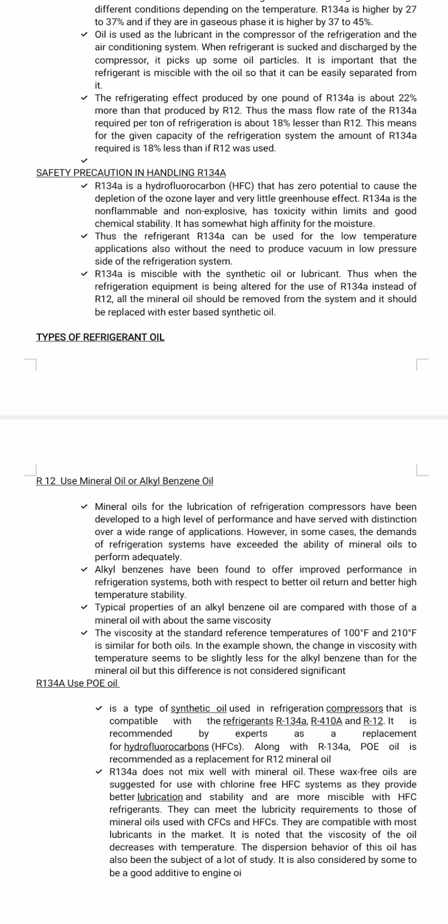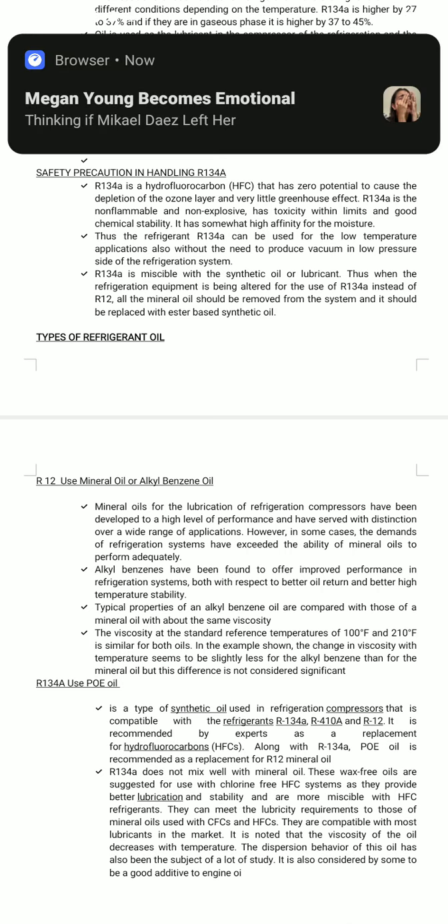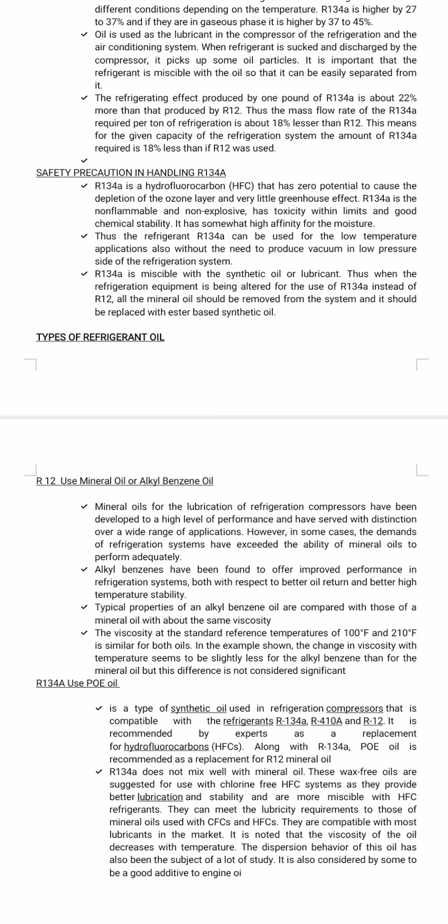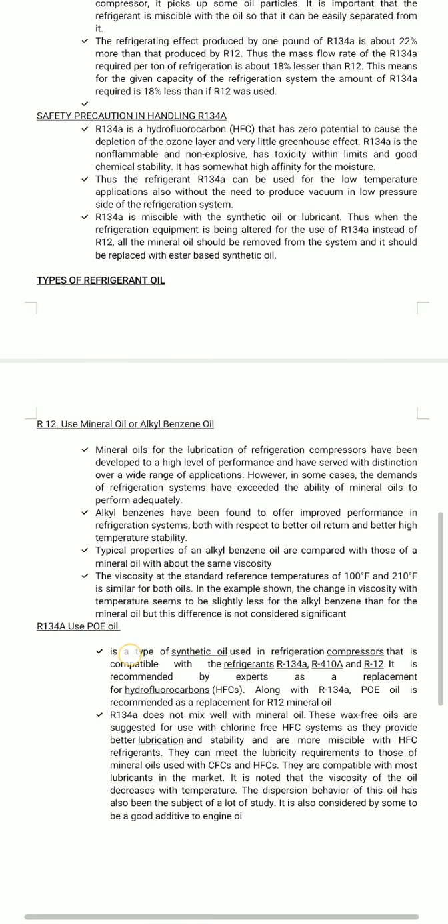The refrigerating effect produced by 1 pound of R134A is about 22% more than that produced by R12. Thus, the mass flow rate of the R134A required per ton of refrigeration is about 18% lesser than R12. This means for the given capacity of the refrigeration system, the amount of 134A required is 18% less than if R12 was used.